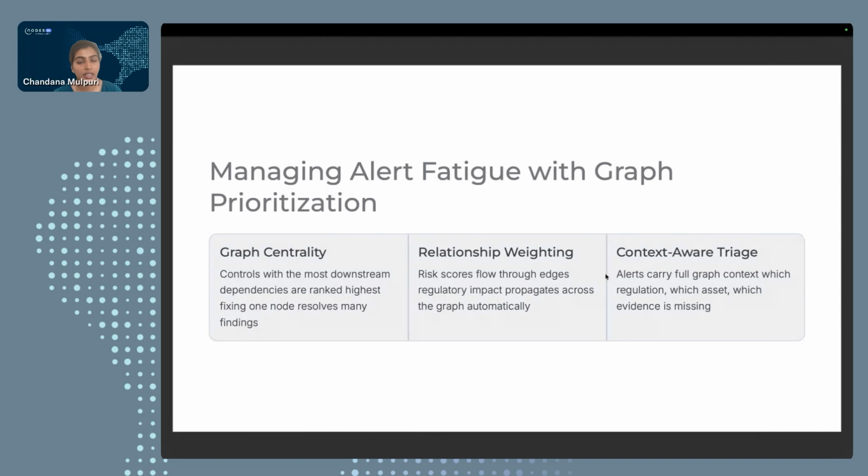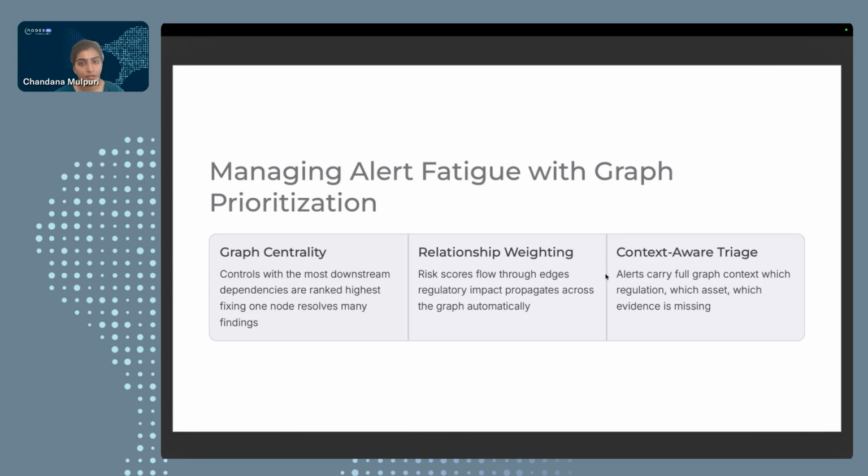Managing alert fatigue with graph prioritization. This has been a major help for the team because previously we used to have a lot of alerts coming in from different cloud environments, and the team was overworked on alerts that were not very necessary. Even though we configured minimalistically, we had a lot of alerts popping in because of the multi-cloud environments.